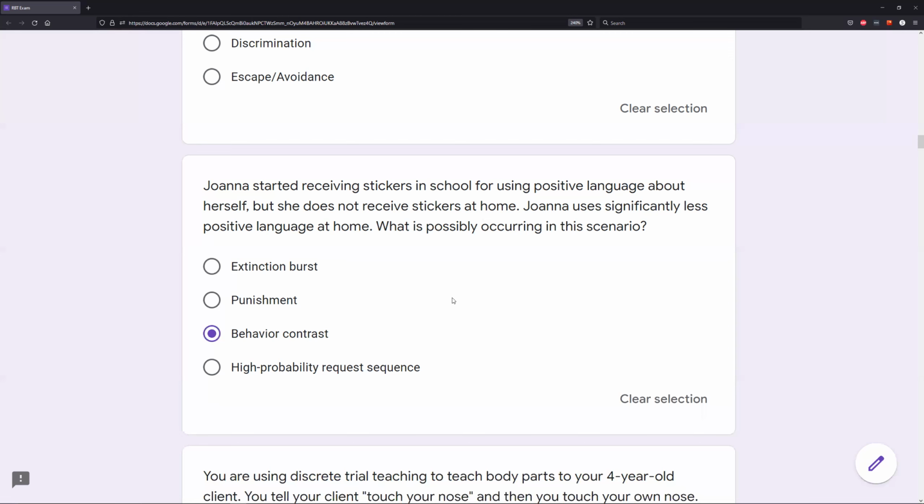There's a stark behavior contrast between school and home. This typically occurs when a reinforcement schedule or a punishment schedule is changed in one environment, but not in the other. Behavior contrast is occurring. And then finally, is this a high probability request sequence? Are we giving a lot of easy demands in order to evoke a harder demand? No high-P request sequences going on. This is simply a case of behavior contrast.